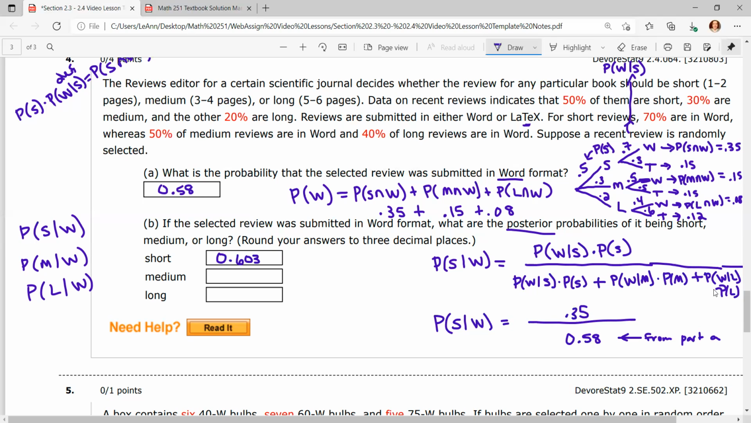Okay, so this is going to be probability of medium given word, which is the branch that ended with medium and word. So that's 0.15 divided by all branches that ended in word. So that's 0.58. So that's going to be 0.259. And then the probability of long, given that it's a Word document, again, 0.58 was all branches ending in word, and the long branch was the 0.08. So that's going to be 0.138 when we divide. So that's a simple version of Bayes' theorem. So hopefully that helps you when you're looking at some.